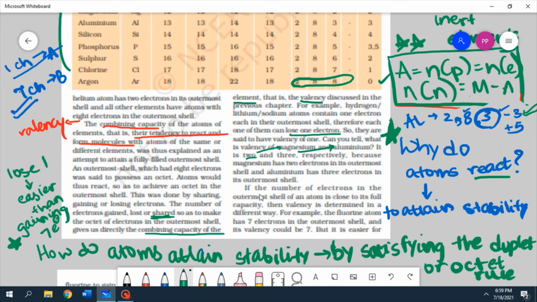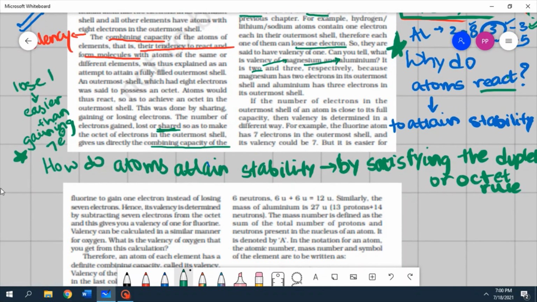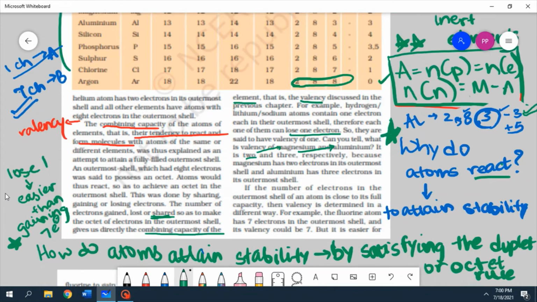If the number of electrons in its outermost shell is close to full capacity, then its valency is determined in a different way. So here's this trick that I remember. Where do I want to take space here? Alright, let me clear this part.